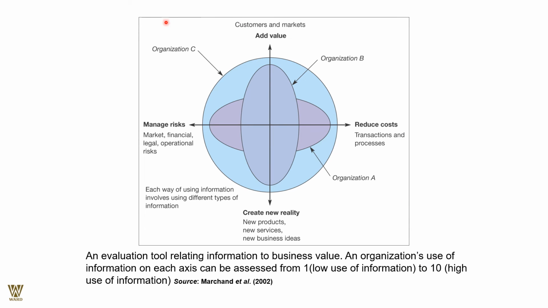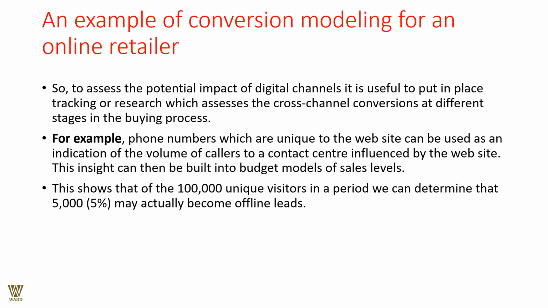So this is what the customers and market are all about. We are talking about reducing cost. We are talking about managing risk. We are talking about the new reality. Absolutely, yes. This is what comes around it, and there can be n numbers of organizations, not just A, B, and C. There can be D, E, F, G, H. Everybody has a role to play. Everybody has a niche that they can cash in on.